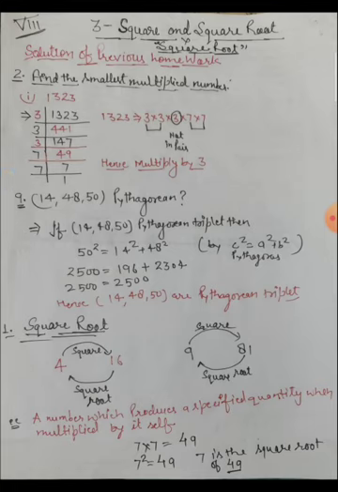Last homework was to solve the exercise 3A. Which questions? Question number 2 and 9. Question 2 and 3 are the same, and then we solve question number 9. So first, what was question number 2? Question number 2 was: find the smallest number by which each of the given numbers must be multiplied so that the product is a perfect square.